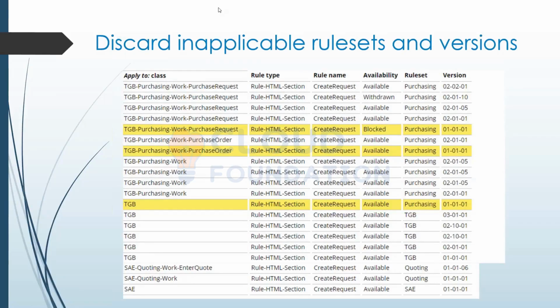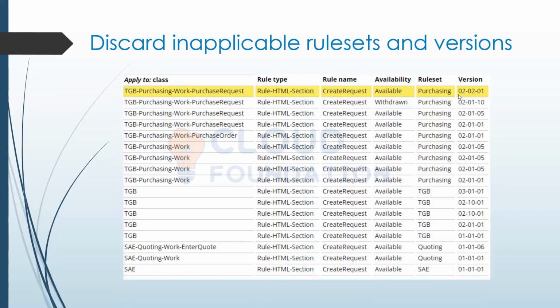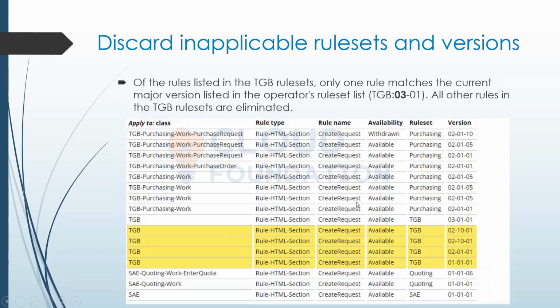Then what else will be discarded? Major version is the same, but the minor version is not the same. It's not even less. Yes, this is also discarded. Perfect. Then what about these? Again, the highlighted one is TGB. It has to be O3. O1 is discarded because the major version does not match. These TGB related ones are also discarded.